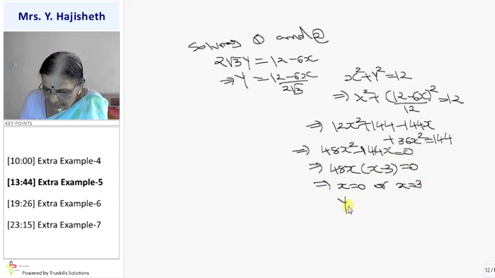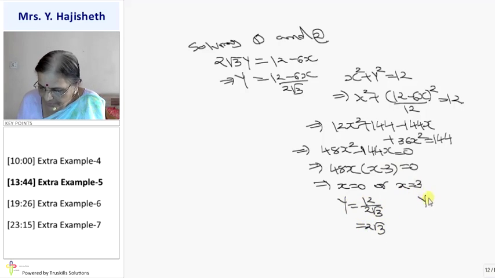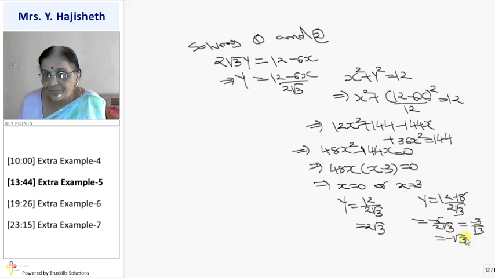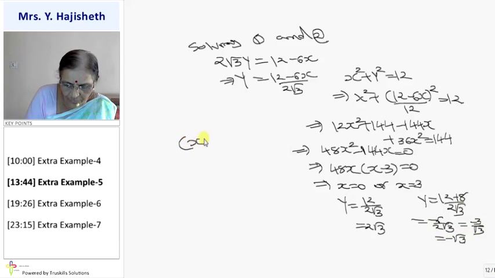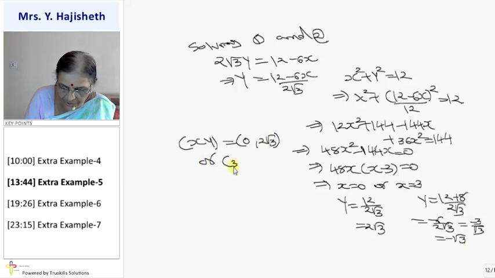जब x is 0 लेंगे तो y क्या आएगा? 12 upon 2√3. So that is 2√3. Okay. और जब x is 3 लेंगे तो y क्या आएगा? 12 minus 18 upon 2√3. तो मिलेगा मेरा minus 6 by 2√3. So that is minus 3 by √3 and that is minus √3. So what are my two possible points? The coordinates of C, x y, can be 0, 2√3 or 3, minus √3. There are two possible answers.